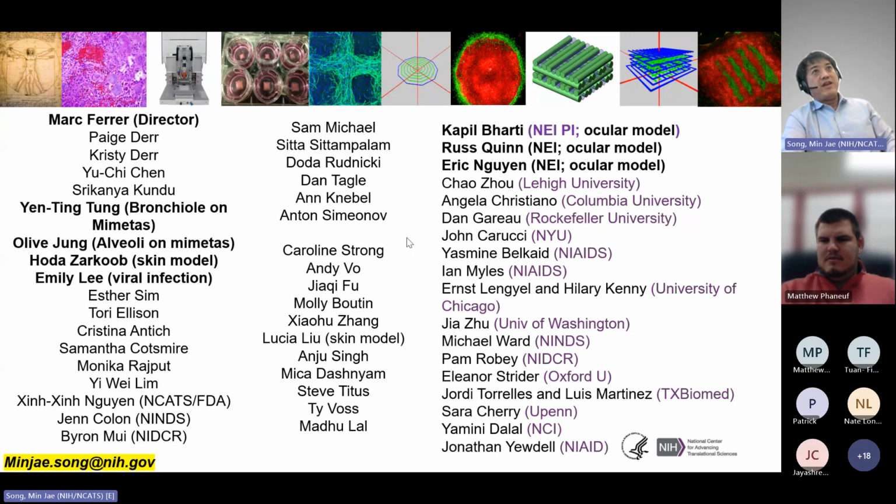Well, we started this PLGA model because Dr. Kapil Bharti's lab at the NEI uses this scaffold model for transplantation purposes. And they have been developing this PLGA, and there is a certain property of degradation for this translation. All the details you can read in Dr. Bharti's papers, and they describe all the details about this property.